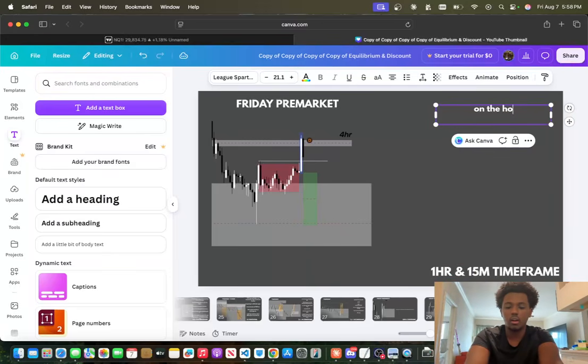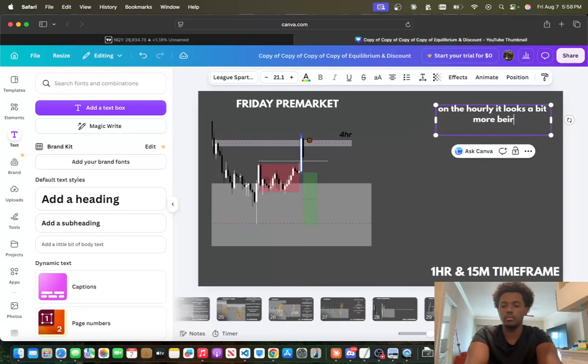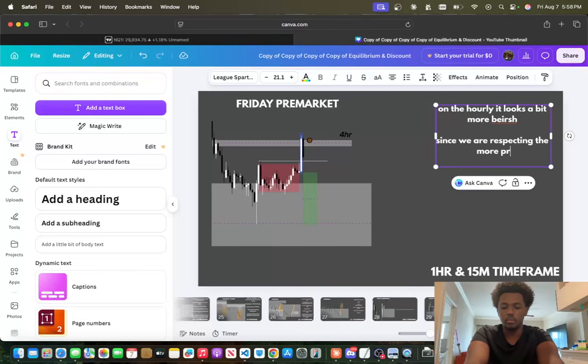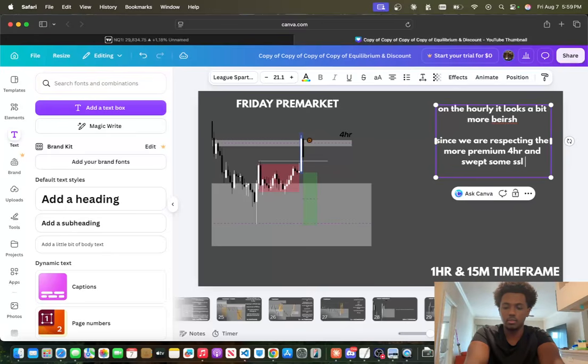On the hourly, it looks a bit more bearish since we're respecting the more premium 4 hour and swept some sell side liquidity above. It's not sell side, dumbass. Buy side liquidity above.